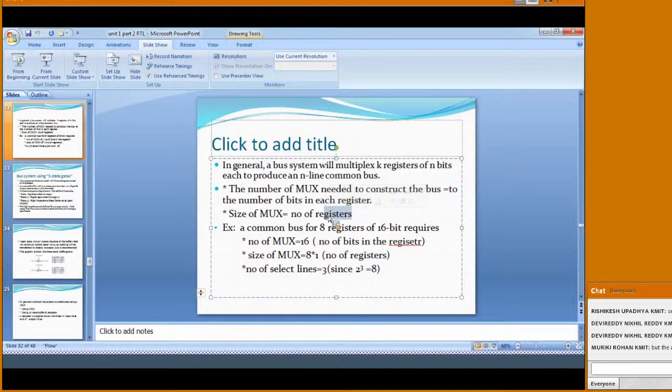For the fourth question, I asked you to count the number of multiplexers required. The number of multiplexers required is always equivalent to the number of bits in the register. What is the size of the register? Here it is 8. So the total number of multiplexers required is 8. So B is your answer. Any other doubts?